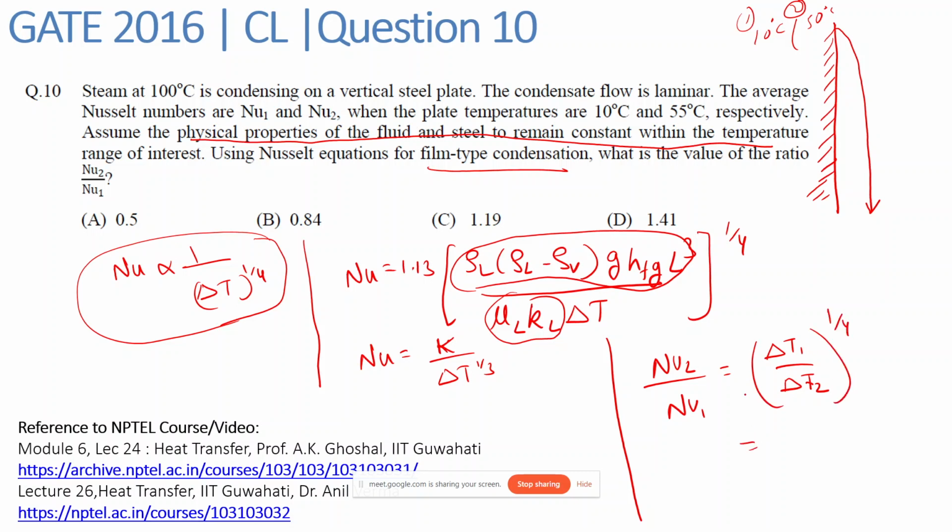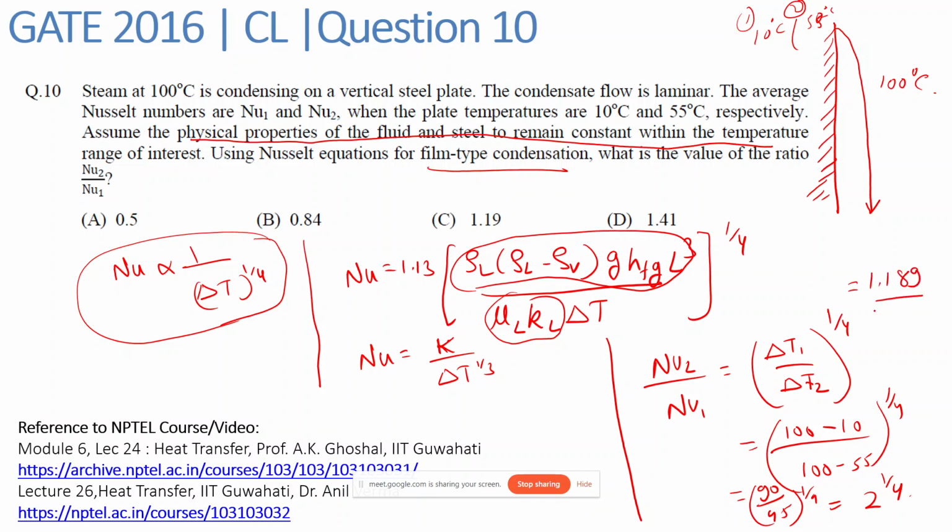and delta T1, so this steam is at 100 degrees Celsius, so delta T1 will be 100 minus 10, upon 100 minus 55, oh this was 55, raised to 1 by 4. So ultimately it will become 90 upon 45 raised to 1 by 4, that is 2 raised to 1 by 4. You can calculate this 2 raised to 1 by 4 in a calculator, and it will come to around 1.189. So yes, from the given options we can select option C.